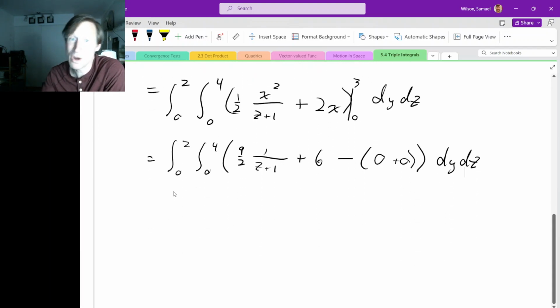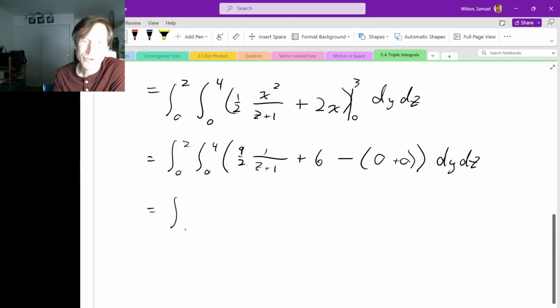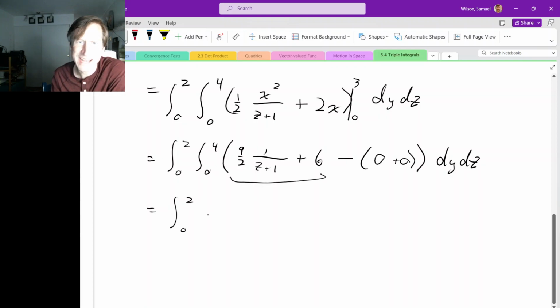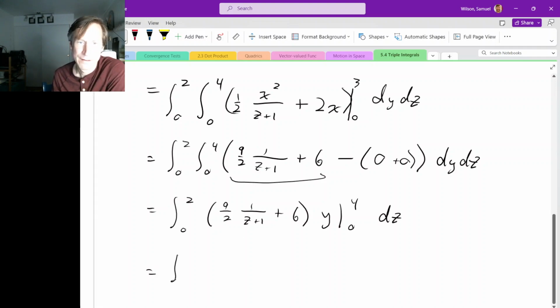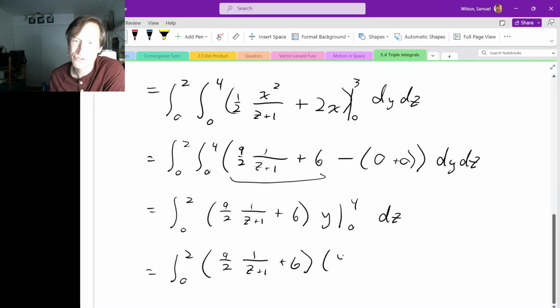Okay, so next up is our y integral. So integral from 0 to 2. Notice that this stuff that we're integrating actually doesn't have any y's in it. So we can treat it all like a constant for the y integral, and stick our y over here, and then evaluate at 0 and 4 dz. And then when we plug in our bounds, we get 9 over 2 times 1 over z plus 1 plus 6 times, and now plug in our bounds, 4 minus 0 dz.